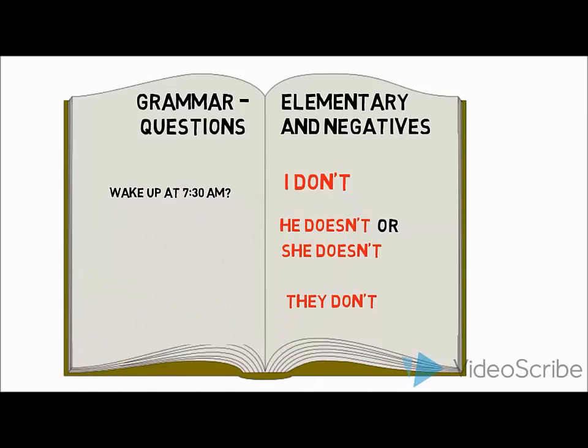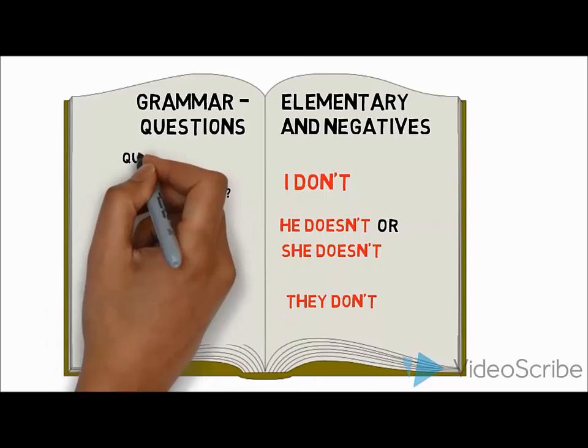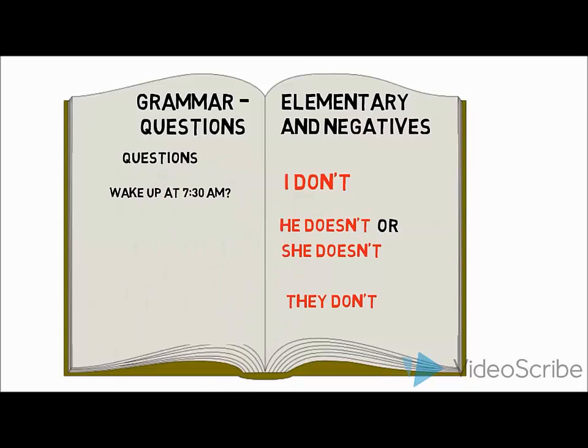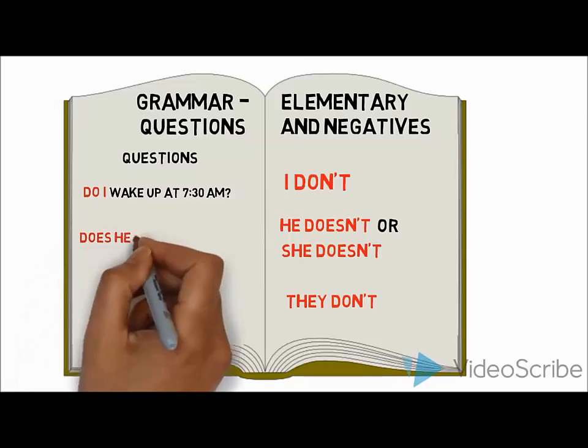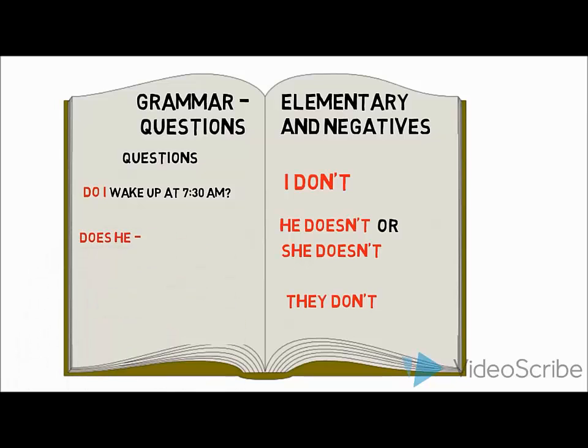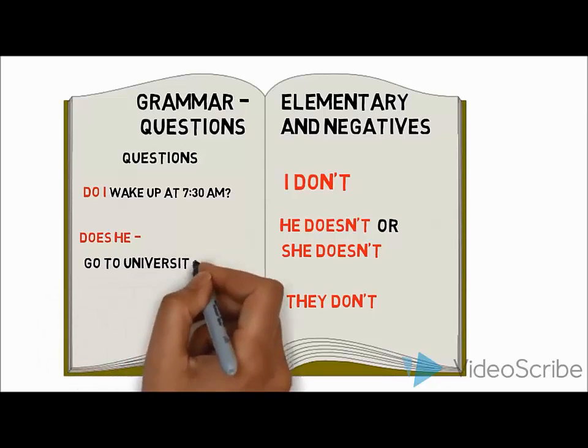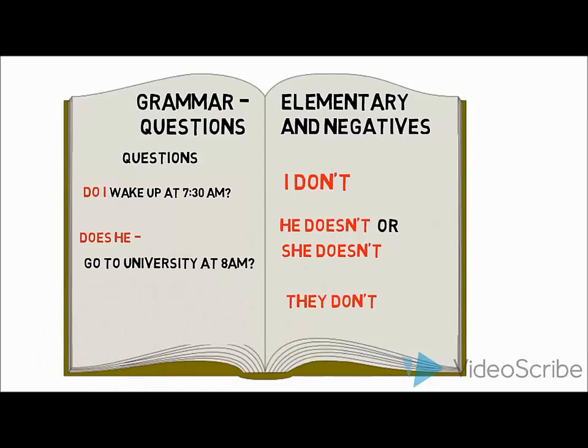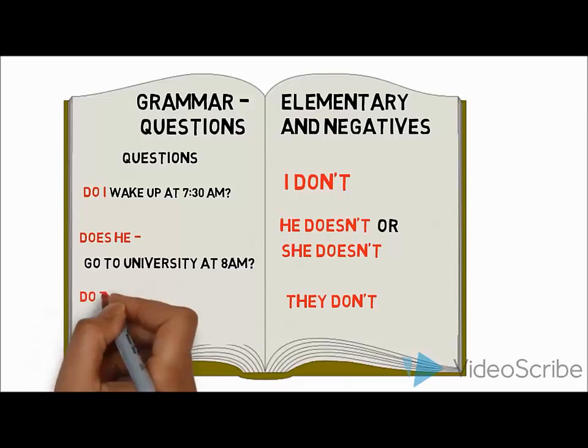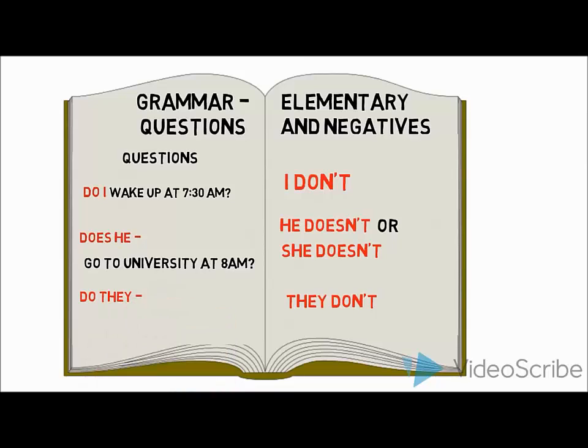To make questions from the present simple, it's very easy. We add do at the beginning of the sentence. So we say, do I wake up at 7:30 a.m.? If I'm talking about the third person, I say, does he go to university at 8 a.m.? And if I'm talking about a group of people, I would say, do they have coffee after university?